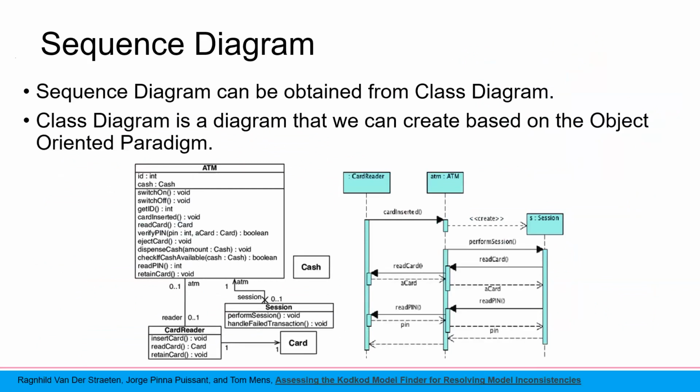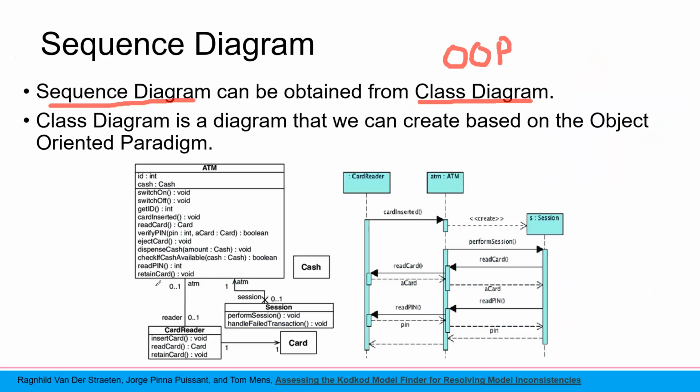The sequence diagram can be obtained from the class diagram. You already learned about the class diagram in computer programming and in data structure. When we create object-oriented programs, or OOP, we learn about the class diagram. So we can obtain the sequence diagram from the class diagram.